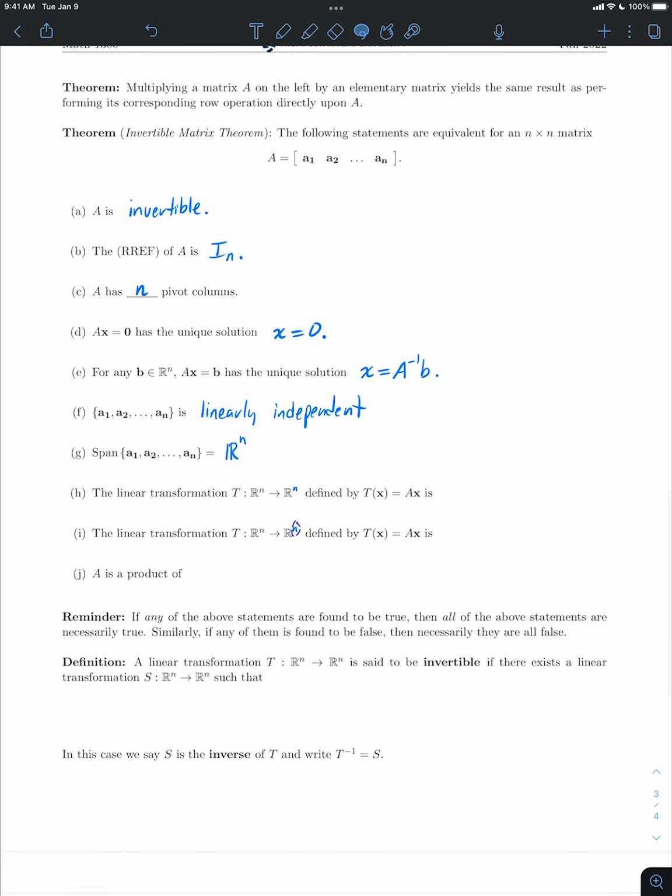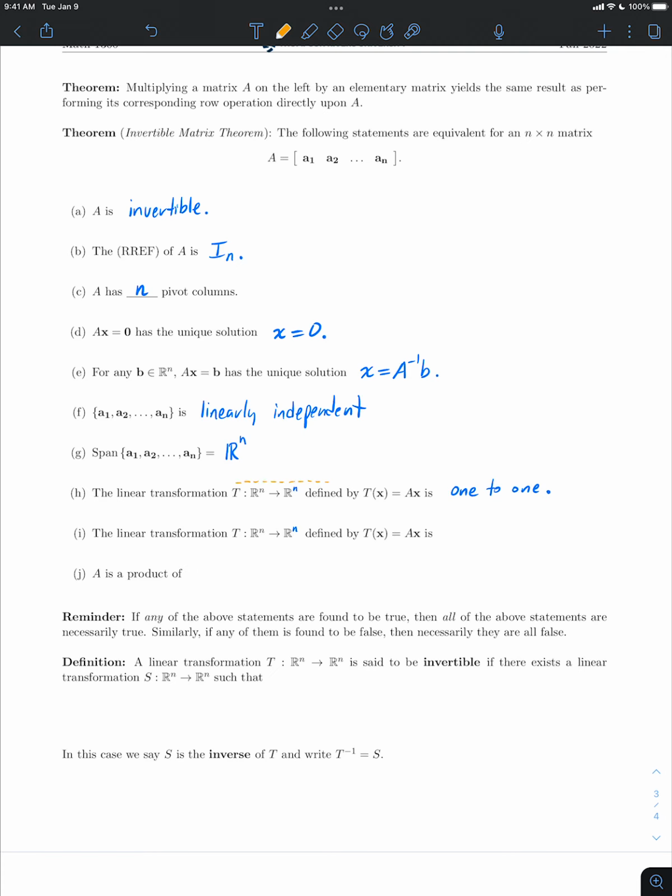Okay, so what are we saying here with statement H? If you take the matrix A and you use it to define a linear transformation from Rn to Rn, you can always do that with any matrix. You can use it to define a linear transformation. It's going to be one-to-one. That means if you take two different input vectors, you're guaranteed to get two different output vectors.